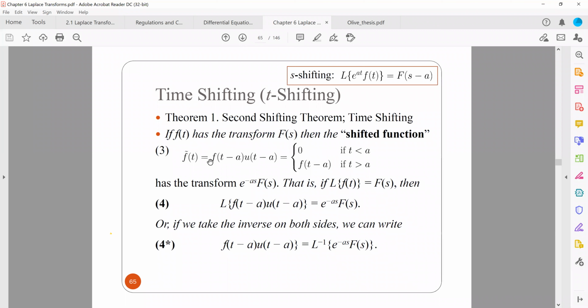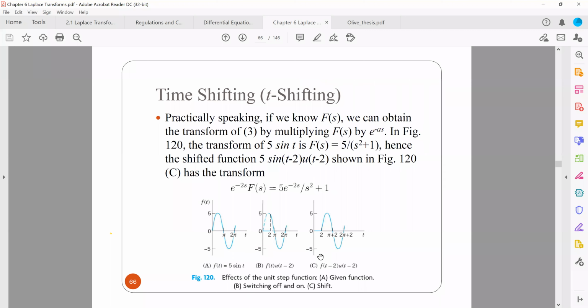Then if I have, that 1 minus a won't work. That doesn't make sense. We will look at another example. 1 isn't a good example. So anyway, if the Laplace transform of f(t) is F(s), then the Laplace transform of f(t minus a) multiplied by a step function is going to be e to the minus as times F(s). And if we take the inverse of this, e to the minus as F(s), we'll be able to recover our function f(t minus a) times the step function.